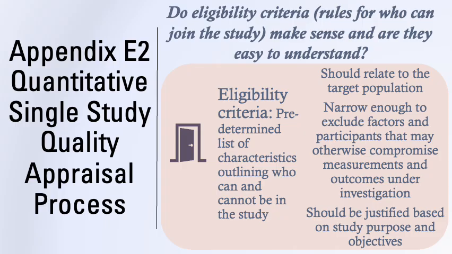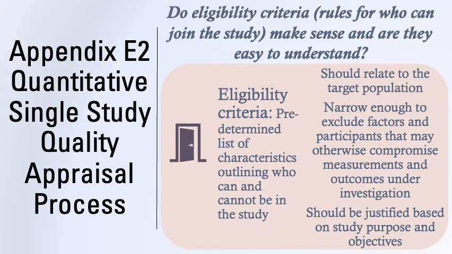You should also consider if the exclusion criteria remove those participants and factors that may otherwise compromise the measurement of the outcome under the investigation or interfere with study results. An easy way to appraise this is to ask yourself if the exclusion criteria are justified based on the study purpose and objectives.